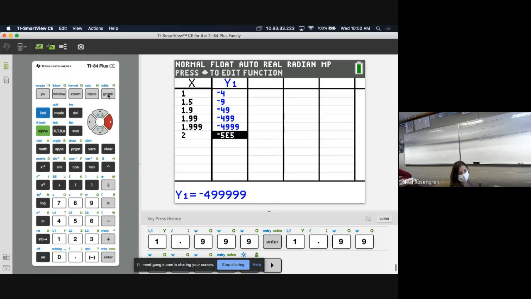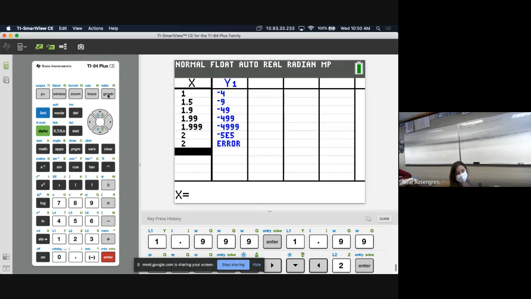Now, when I actually get there, nothing, right? Error, can't do it. But as we approach that number, as x gets closer and closer to 2, what's happening to those y values? Right, so in the negative direction. So be careful saying small. Small usually means close to 0. That's negatively really big. It's just going down instead of up, right? So it's getting really big in the negative direction.